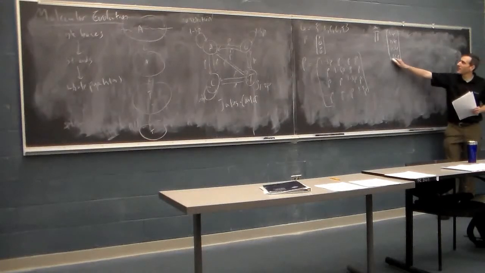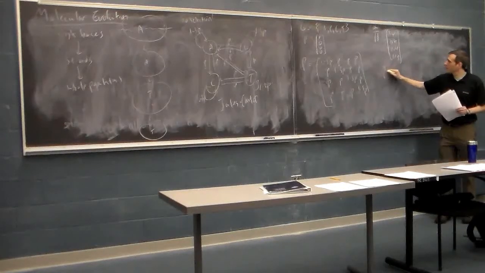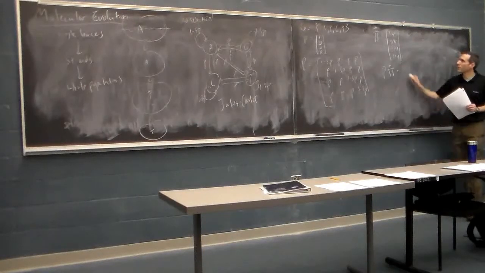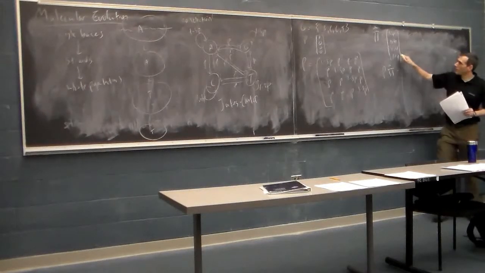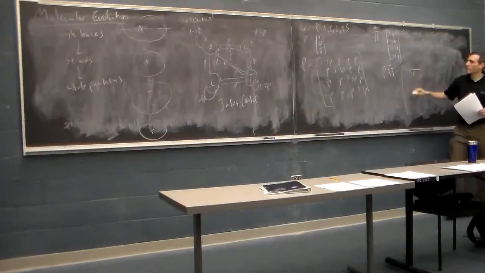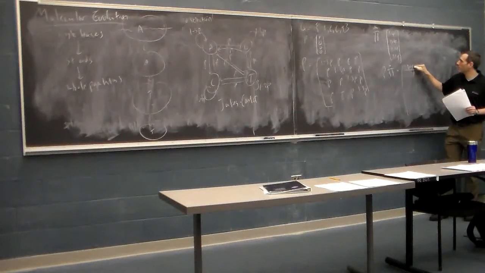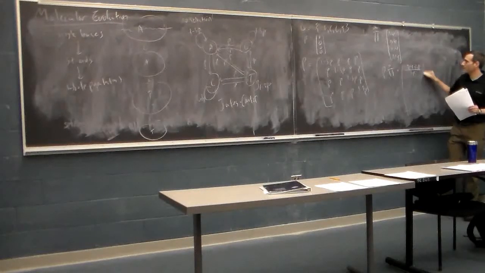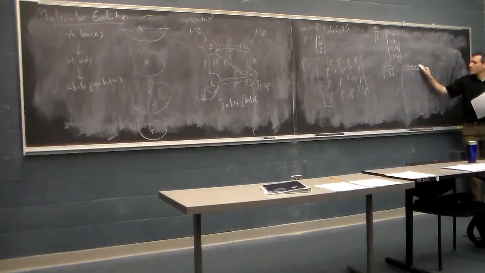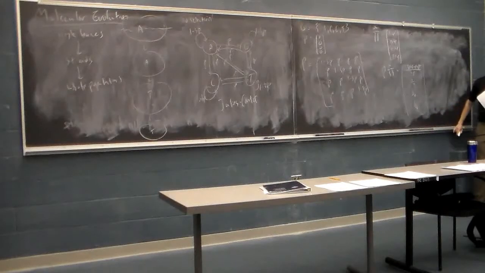If we try multiplying P times pi, what we're going to end up with is we've got 1/4 times each of these, so it's 1 minus 3p plus p plus p plus p. Or in other words, these will cancel out. We get 1/4. And likewise, we get 1/4 for each of the other elements.